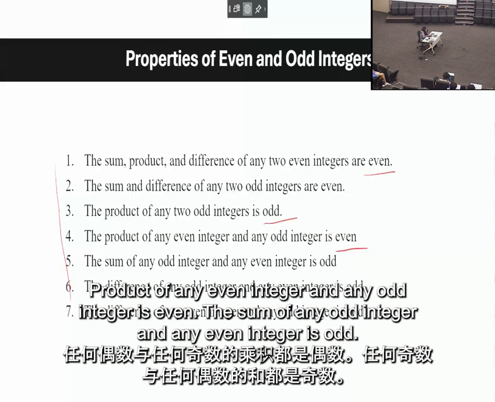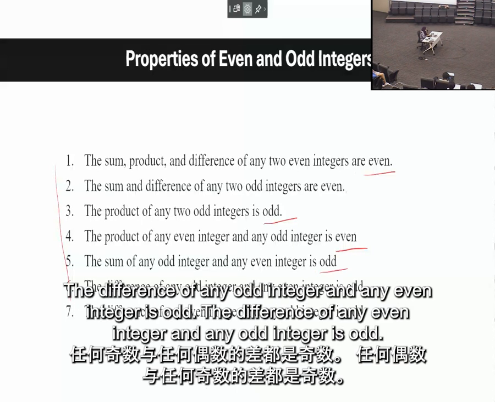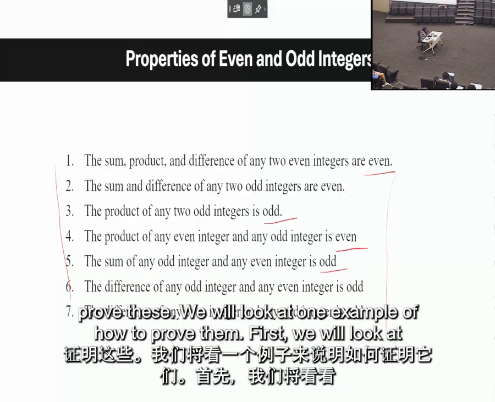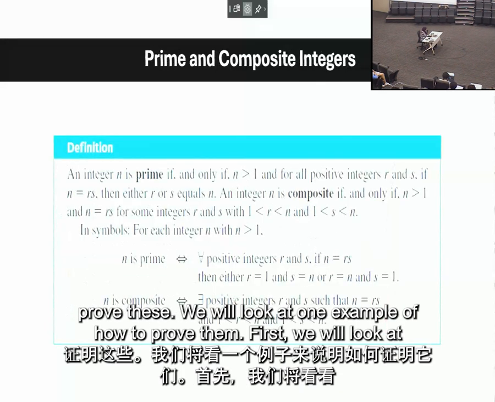The product of any even integer and any odd integer is even. The sum of any odd integer and any even integer is odd. The difference of any odd integer and any even integer is odd. The difference of any even integer and any odd integer is odd. These are some of the properties of even and odd integers that you should know, and you should also know the definitions of odd and even integers to prove these. We will look at one example of how to prove them.